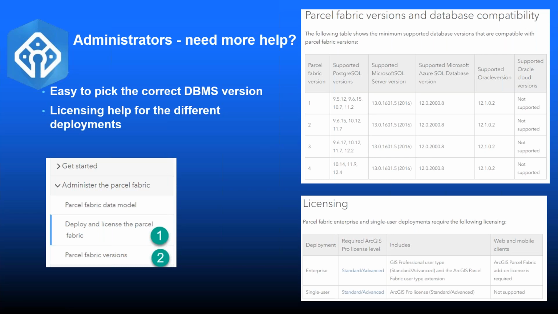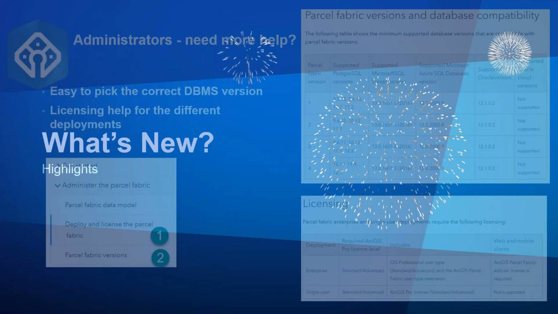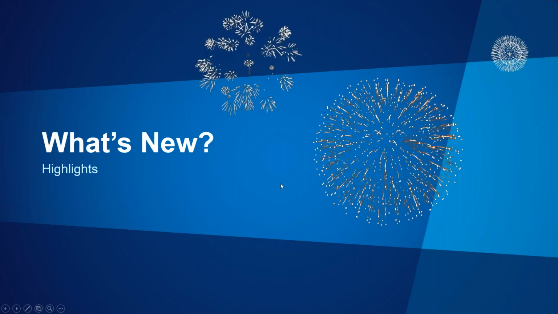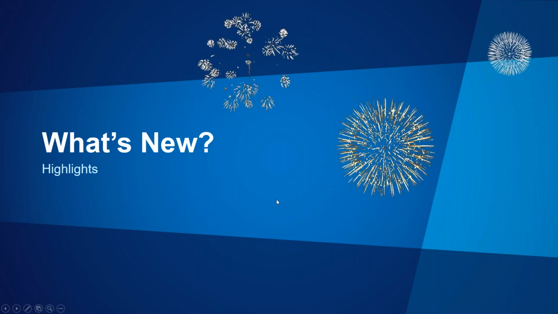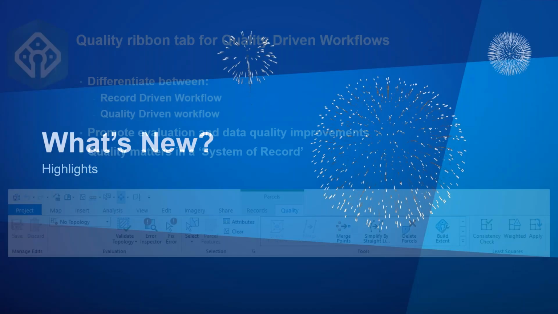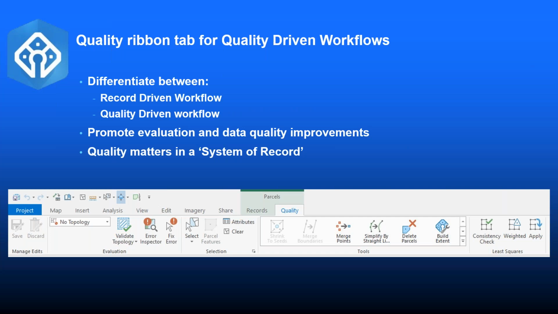Of course, if you are a single user using a file database, your licensing story is very simple. Just have Standard or Advanced, and you can just use the Fabric. So let's now move to what's new in 2.7 in a bit more depth. We'll also see a lot of demos on all of this.